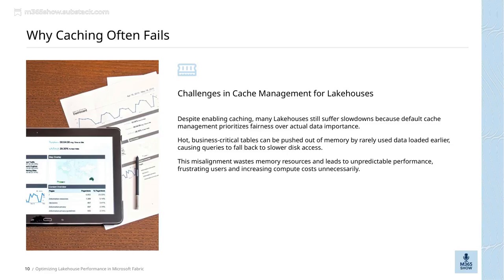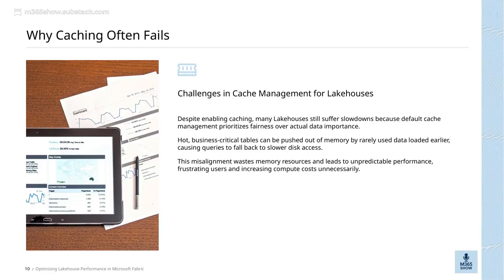This can cause a problem because those hot tables, think of them as the most frequently accessed or vital data, get forced out of memory. When that happens, queries that rely on that data have to fall back to slower disk access, which slows down performance. And the consequences? Wasted memory resources, unpredictable query times, and frustration for users who expect quick results. Plus, it can lead to higher compute costs because the system is working harder to retrieve data from disk instead of memory. So the challenge here is that default cache management isn't always aligned with business priorities.